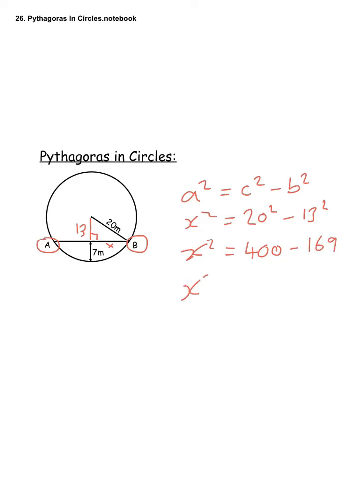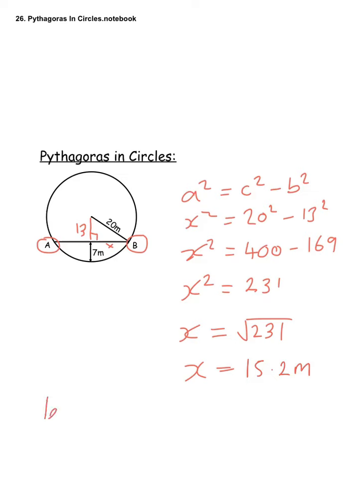If we subtract one from the other, we get the x squared on its own is 231. And x is going to be the square root of 231. That, if you've got a calculator, is 15.2 meters. We need to remember though that that's not the final answer.